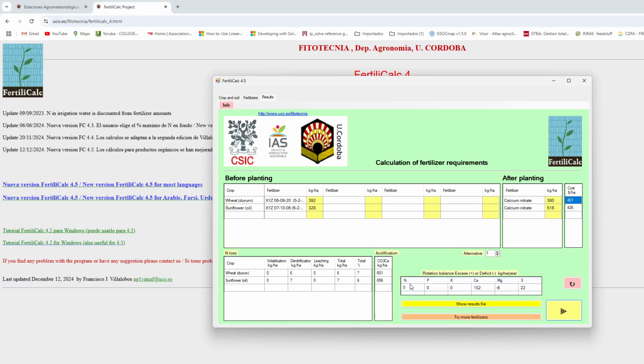On the other hand, to the right we see the rotation balance for nitrogen, phosphorus and potassium. They are perfectly balanced, but for calcium we are applying an excess due to applying calcium nitrate, magnesium a slight deficit, and sulfur a surplus of 22 kilograms per hectare per year.